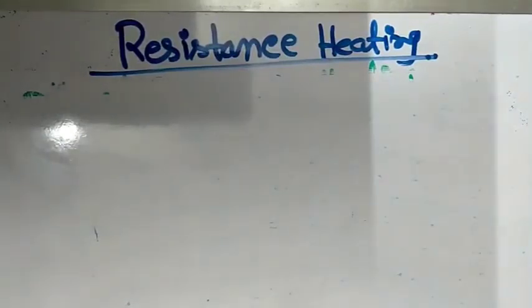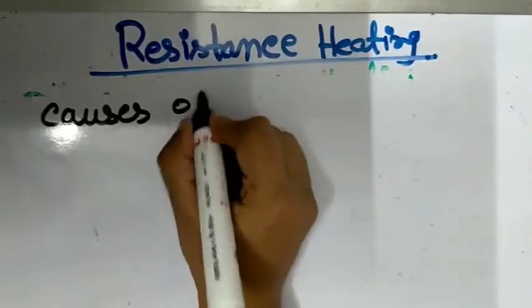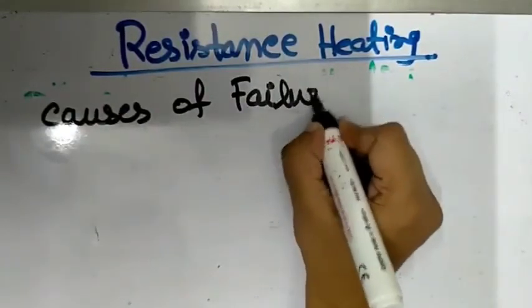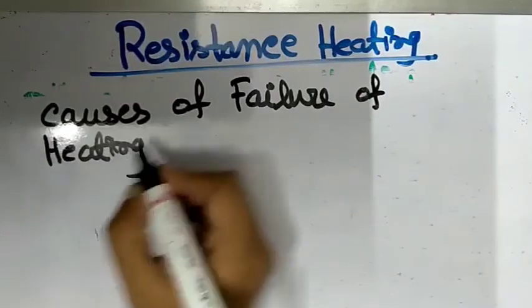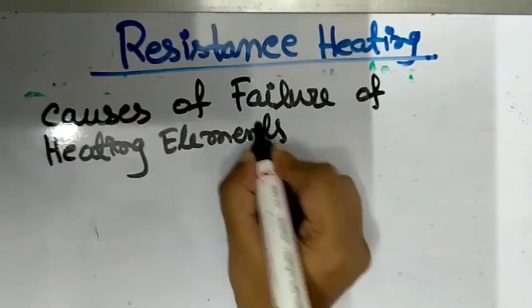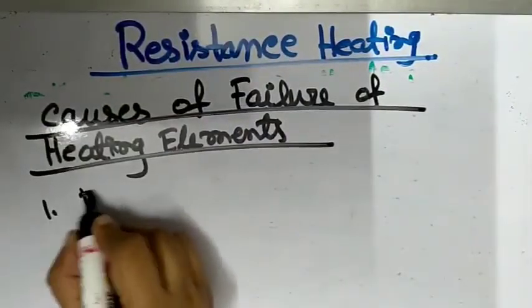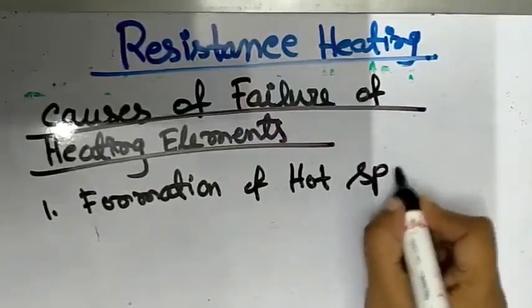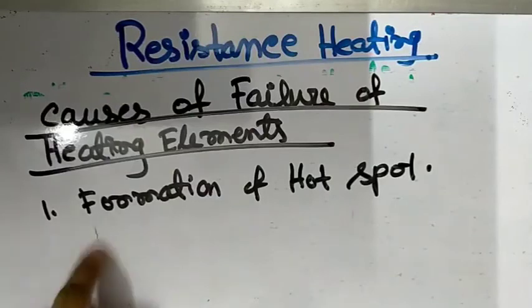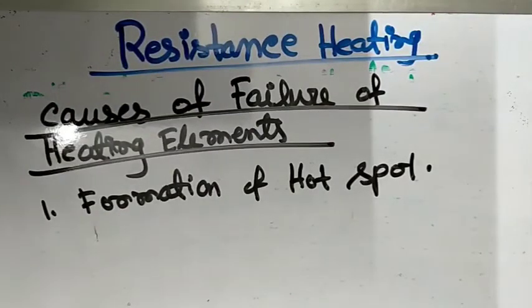Next is causes of failure of heating elements. First is formation of hot spots. This is the first type of failure. Hot spots are points in the heating element which are at a higher temperature than the main body of the element. Hot spots may be due to any of the following.